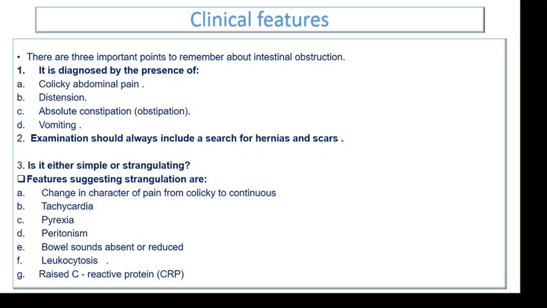And the third point is whether the obstruction is simple or strangulated. The features suggesting strangulation are the following. Number one, there will be a change of character of pain from colicky to continuous, which means that the obstruction is complete. There will be tachycardia and pyrexia, the bowel sounds become reduced or absent, and the patient will develop symptoms and signs of peritonism, where the abdomen becomes tender and rigid, and there will be leukocytosis, which is found on laboratory investigation by using the complete blood count, and there will also be raised C-reactive protein.